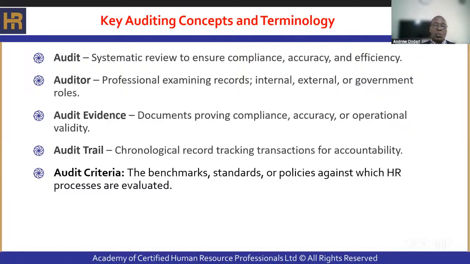Why? Because we want to ensure transparency and accountability. Anything that cannot be tracked becomes difficult to prove, because we get lost when we cannot provide evidence, like we have said. Then audit criteria are the standards or the metrics we are going to use to measure the effectiveness of our policies, our processes, our practices.